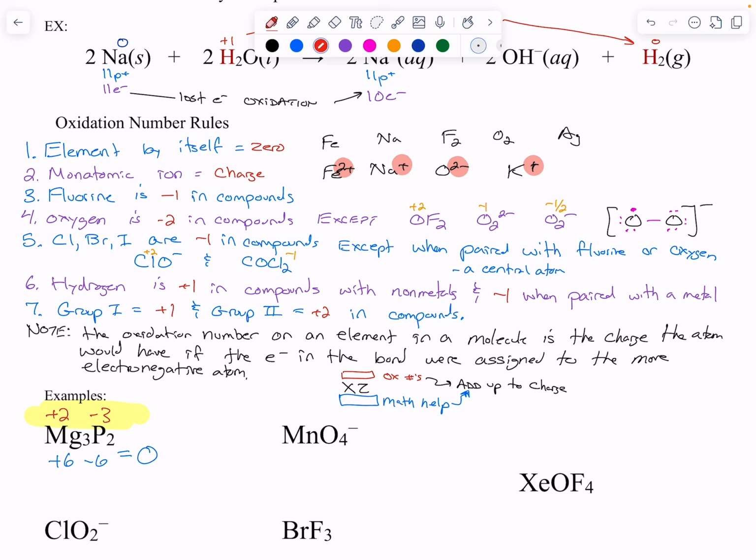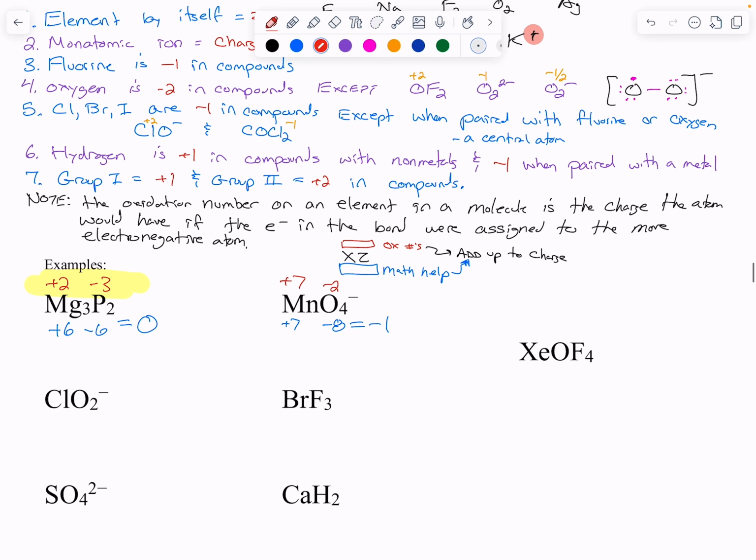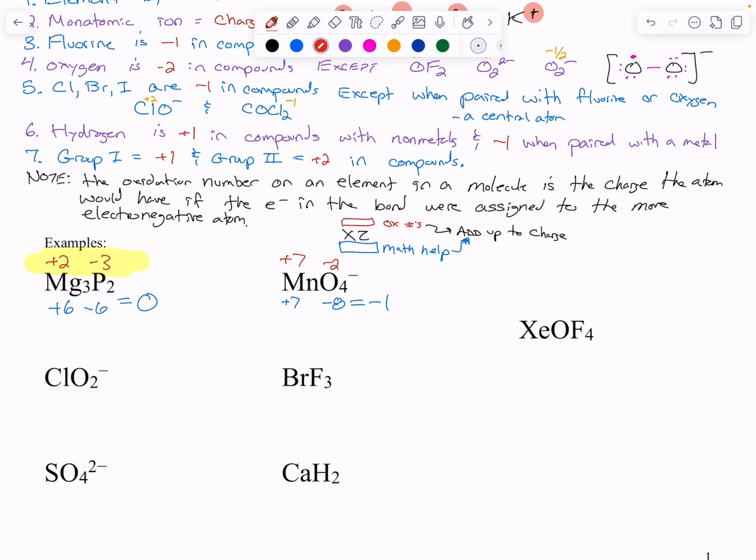Now let's look at the next one. Permanganate. We know it equals -1 because that's the charge. Element by itself, no. Monatomic ion, no. Fluorine, no. Oxygen, yes. Oxygen is -2. And there are 4 oxygens, so 2 times 4, -8. So what has to go underneath manganese? Well, what with -8 gives -1? I think +7 is. So manganese is +7. Hopefully this is why you're seeing I'm doing the math help, because 7 minus 2 does not equal negative 1, but 7 minus 8 does.